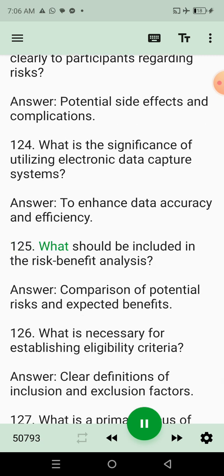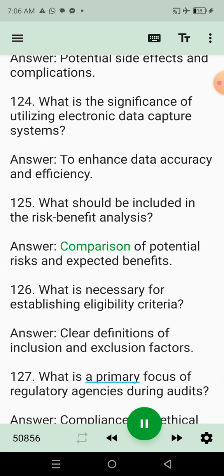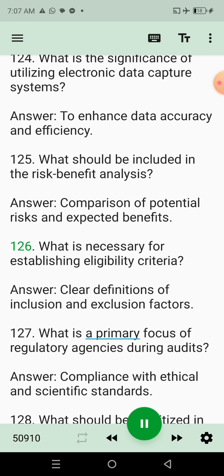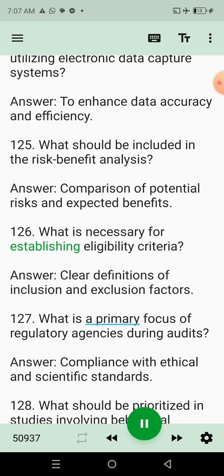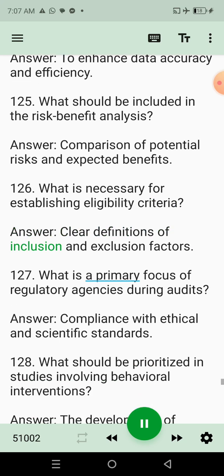125. What should be included in the risk-benefit analysis? Answer. Comparison of potential risks and expected benefits. 126. What is necessary for establishing eligibility criteria? Answer. Clear definitions of inclusion and exclusion factors.